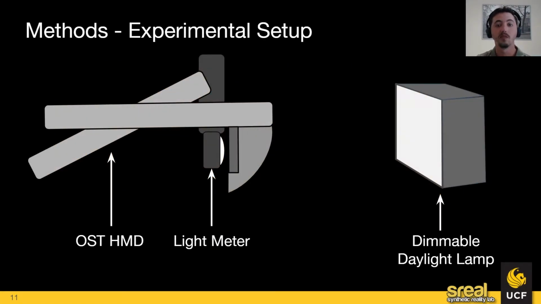So to look at these, we created a pretty simple experiment where we had an optical see-through HMD positioned directly in front of a dimmable daylight lamp. So these lamps are capable of reaching very high levels of illuminance. We were able to position the two such that we could put a light meter into the headset at the user's left eye position and make illuminance measures from that position. So we're getting an idea of how the light is from the user's perspective.